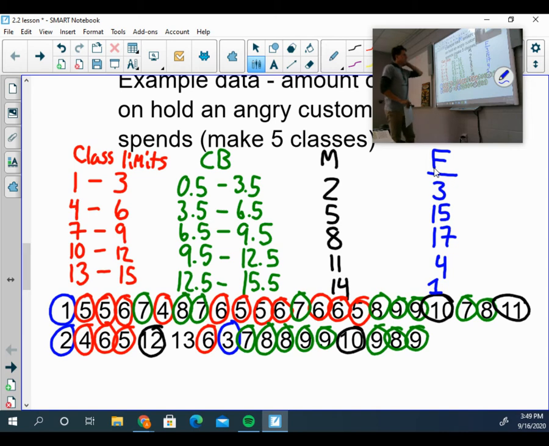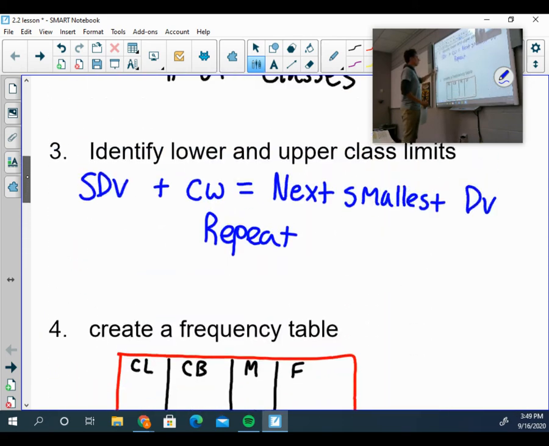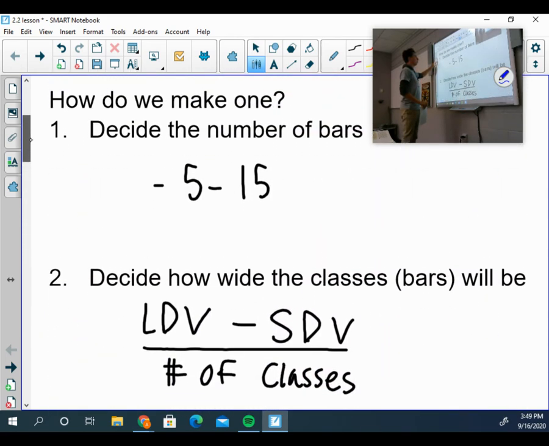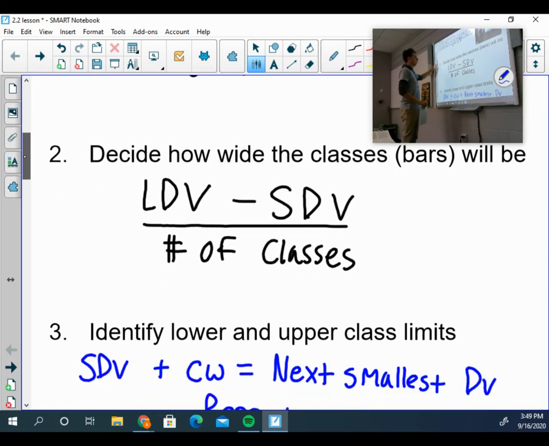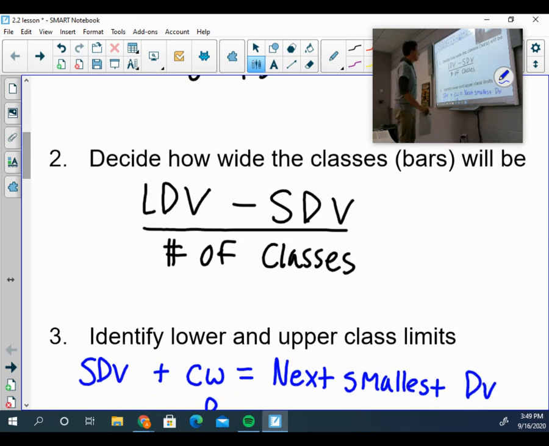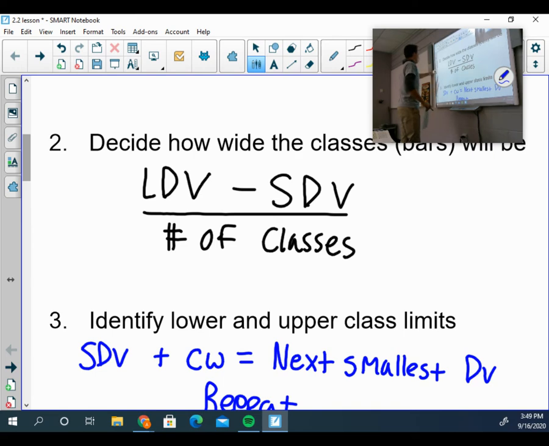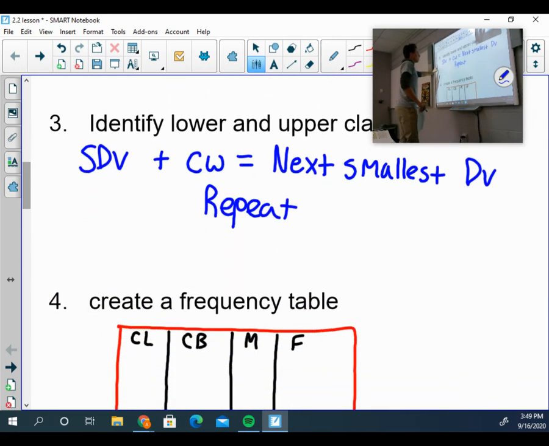So what you're looking at right now is a frequency table. Again, the quick summary. How do we develop the frequency table? We decide on the number of bars that'll typically be given to you. We then get the class width. We take our largest data value minus our smallest data value divided by the number of classes. We did 13 minus 1, which gave us 12 divided by 5. Again, always round up.